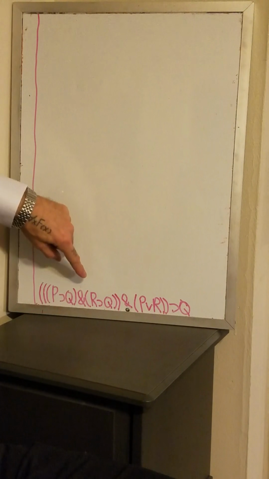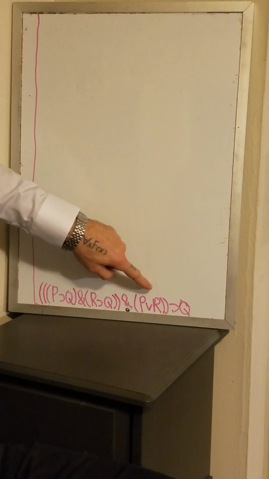So this is a conditional, okay? The consequent of the conditional is Q, and the antecedent is if P then Q, and if R then Q, and P or R. So that should seem like a pretty straightforward theorem.